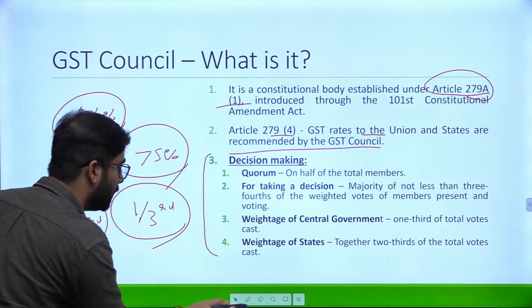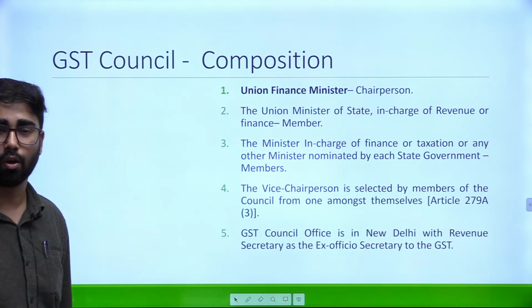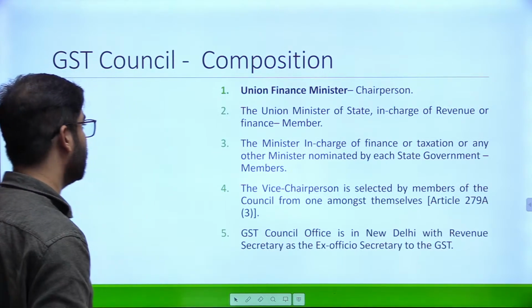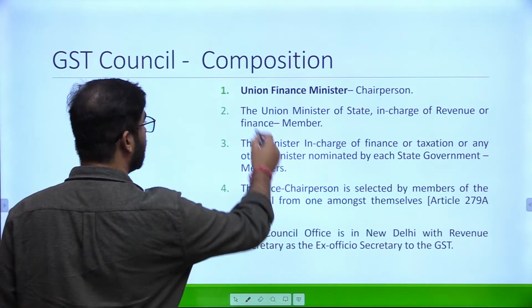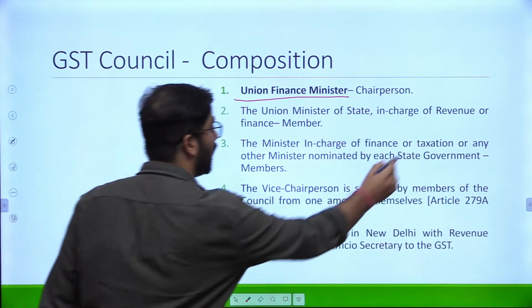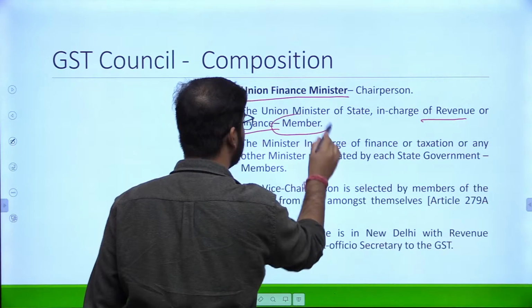GST Council में एक asymmetrical federalism भी देखने को मिलती है. We can see a kind of asymmetrical federalism in the GST Council. Now, who is the chairperson of the GST Council? It is the Union Finance Minister. The Union Minister of State in charge of Revenue or Finance is a member.